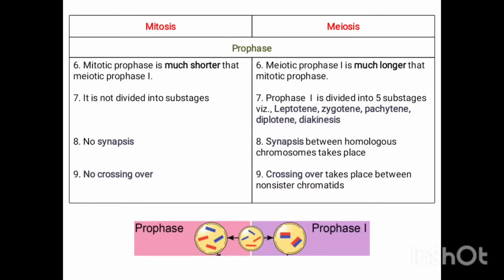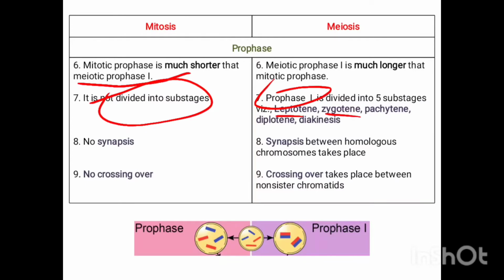So now there are certain differences in the prophase stage of both mitosis and meiosis. Let's see what the differences are. The mitotic prophase is much shorter than the meiotic prophase, and the prophase of mitosis is not divided into different stages, whereas prophase 1 of meiosis is divided into leptotene, zygotene, pachytene, diplotene and diakinesis.